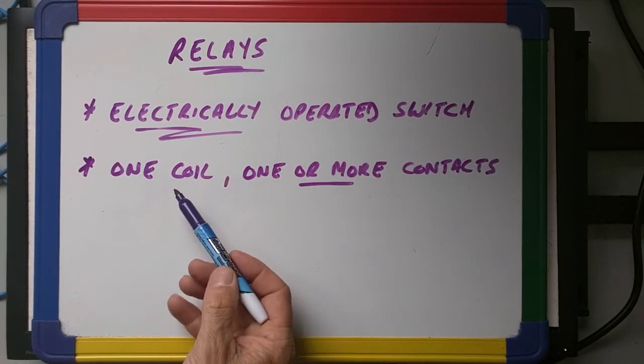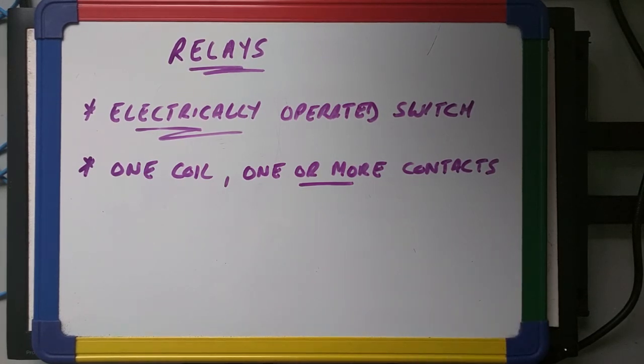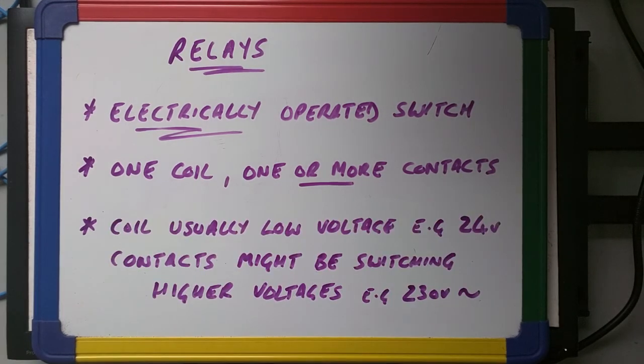And the relay has one coil, but it has one or more contacts. So you remember the large old relay we looked at the start there had multiple contacts on it. And lastly, the coil is usually a low voltage, e.g. 24 volts, like the relays we took a look at there. However, the contacts, they can be switching higher voltages. For instance, mains 230 volt AC.